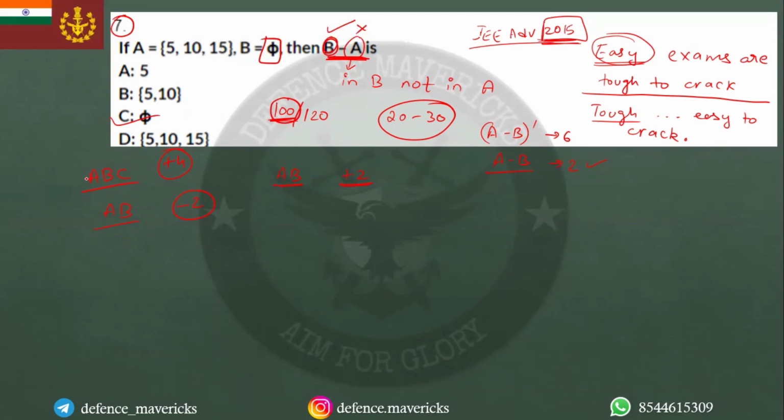They did something like that. Like if ABC is the answer, and if you tick D with any other combination, then you will get minus marks. Something like that. It wasn't like this before.